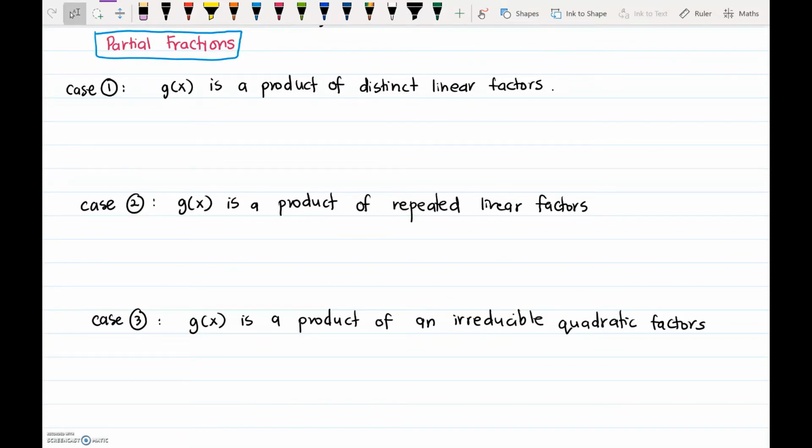We have three cases in partial fractions. The first one is g(x) is a product of distinct linear factors. The second case is g(x) is a product of repeated linear factors. And number 3, g(x) is a product of irreducible quadratic factors. For each case, we have a different setup for the partial decomposition.